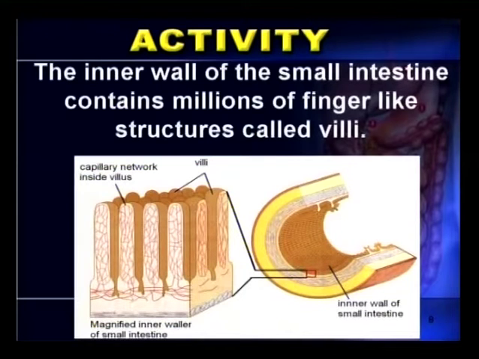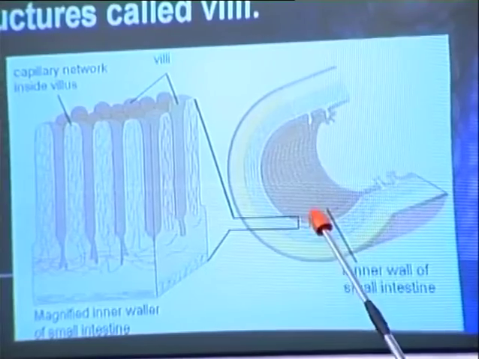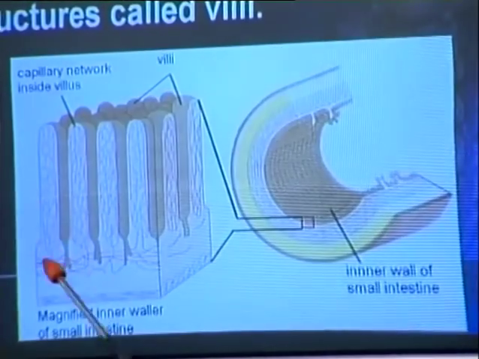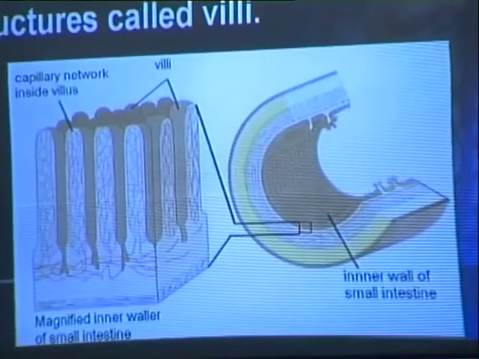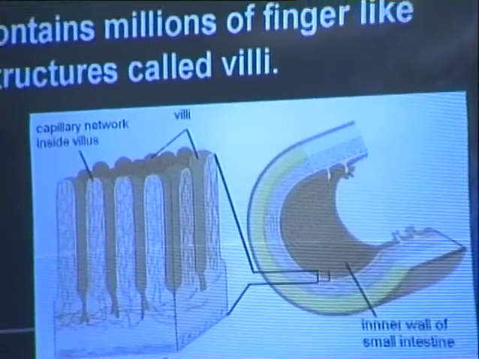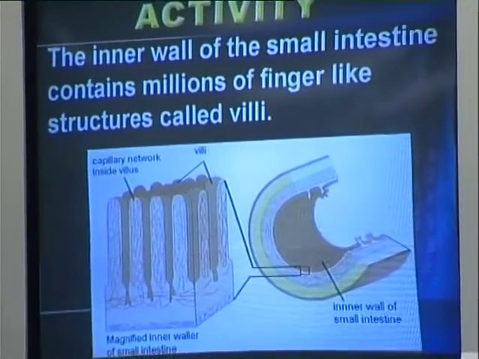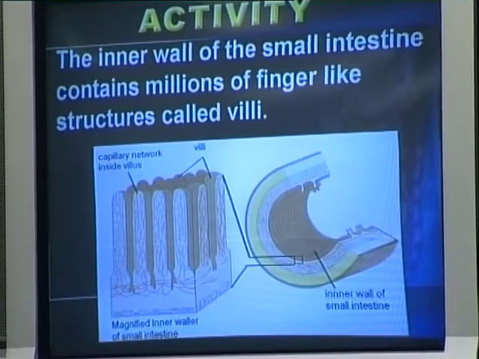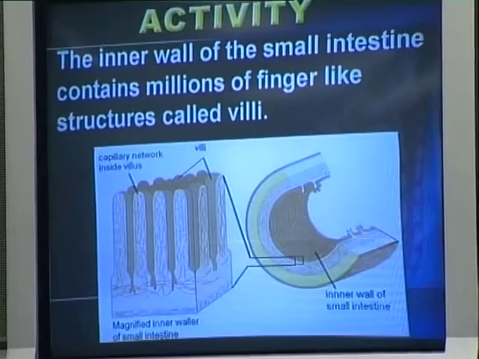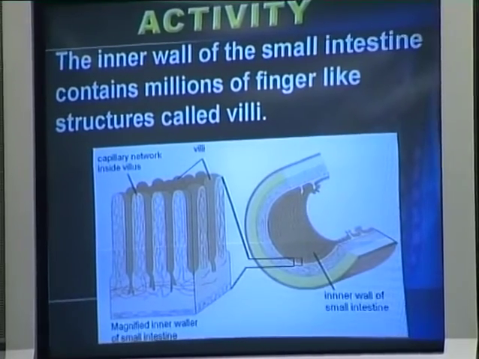Okay, class, the small intestine looks like this. Okay, this is a cutaway picture of the small intestine, and it has been enlarged here. Right. The sentence at the top reads, the inner wall of the small intestine contains millions of finger-like structures called villi. Class, let's say villi. Villi. Right, good.